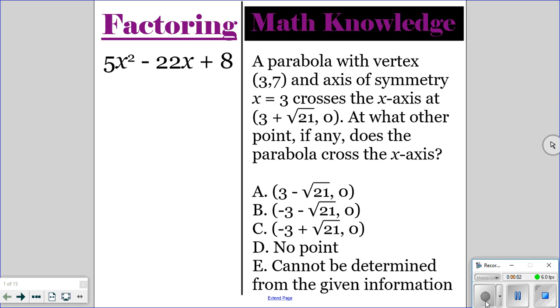All right, so y'all go ahead and do the factoring and the math knowledge question for today. Pause the video, and then once everyone is finished, you can unpause the video and I'll go over the correct answers. So for the factoring, you're going to do remove, replace, reduce.